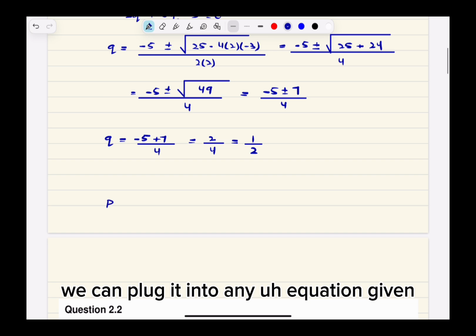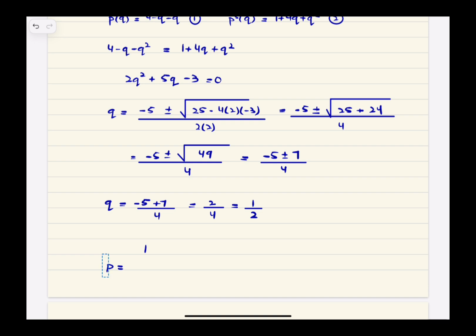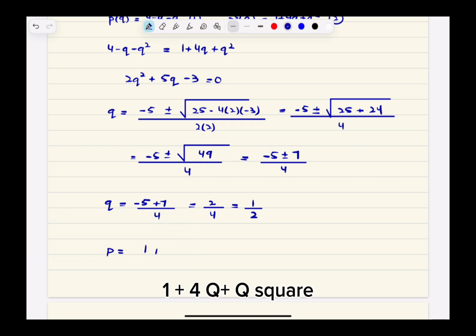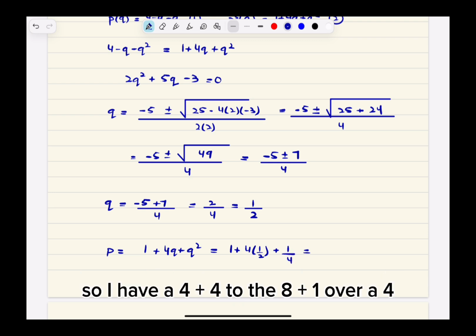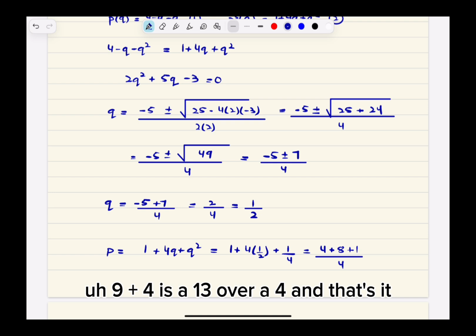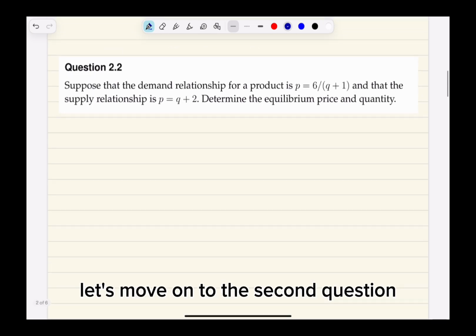We can plug it into any equation given. So let's put it in 1 plus 4q plus q square. We have 1 plus 4 into a half plus half square is a quarter. So I have 1 plus 4 halves are 2, so 3, plus 1 over 4. 3 plus a quarter is 13 over 4. And that's it. We're done with the first practice question. Let's move on to the second question.